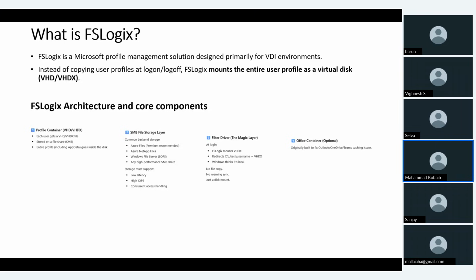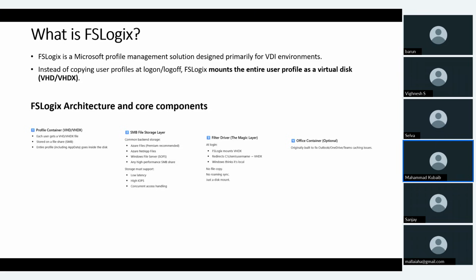Then the second core component: you need to have an SMB file share. If you are working on a cloud technology, let's say Azure VDA or Citrix on Azure, then the commonly recommended file share solution is Azure Files. That is a very good solution where you can host your profile. Then you have Azure NetApp Files, and these are all PaaS services, ready-made solutions.